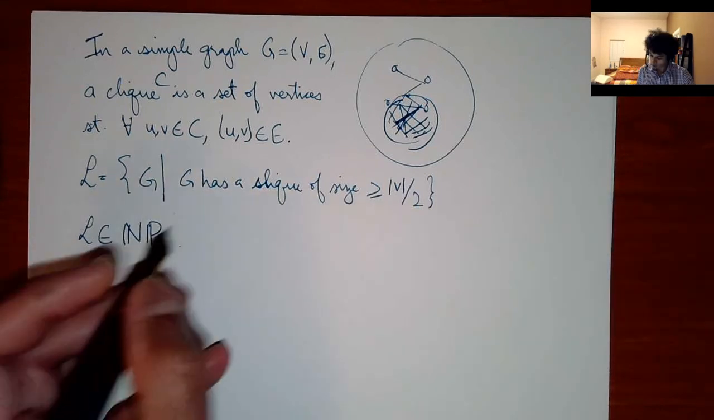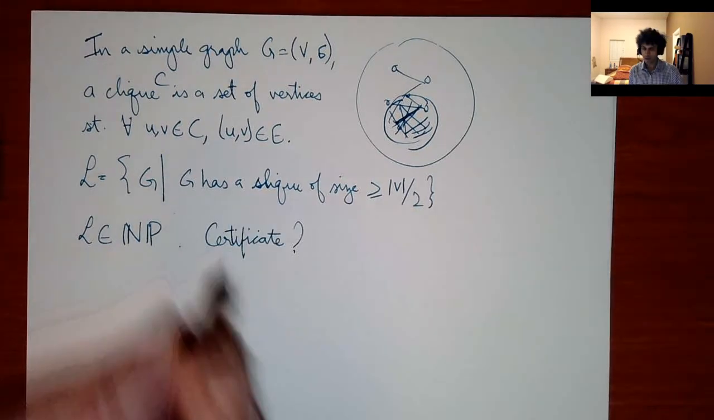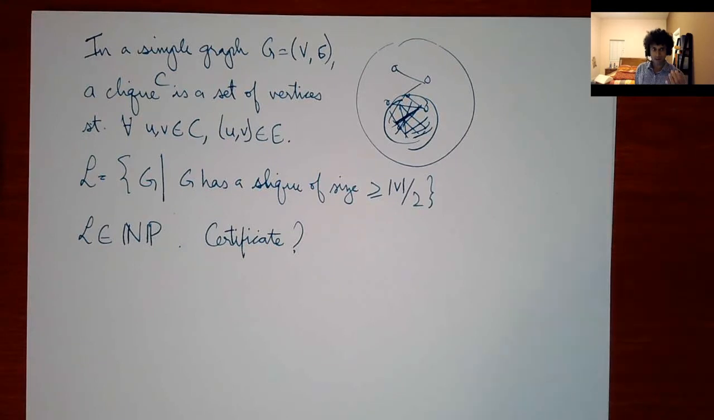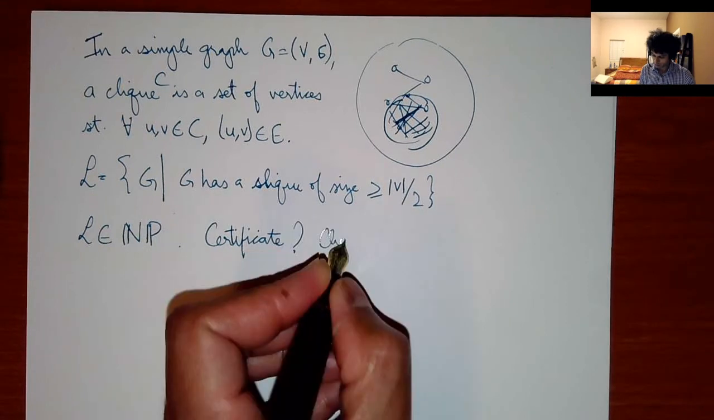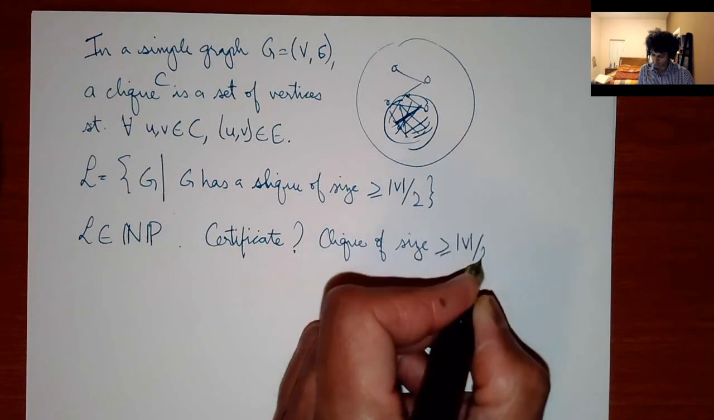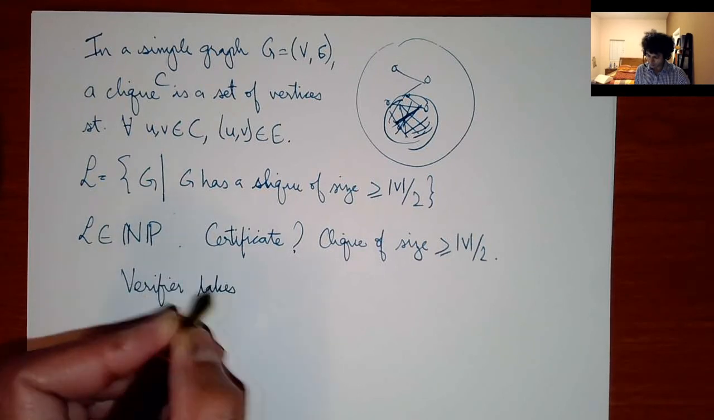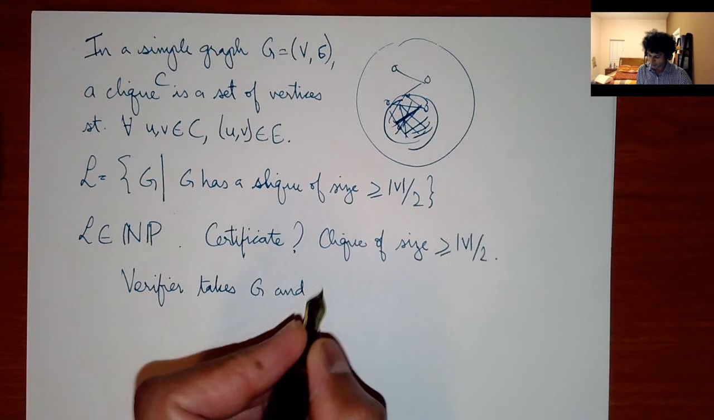Why? What is the certificate? What is the certificate for any graph that's in this language? What would the certificate be? It would be the clique of that size. The certificate is the clique of size at least V over 2. Now what does the verifier do? Let's look at what the verifier does. The verifier takes G and a certificate.